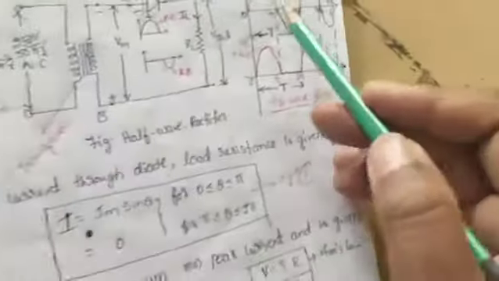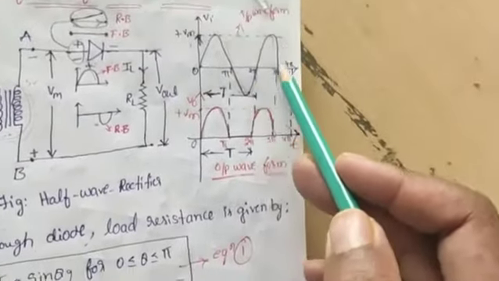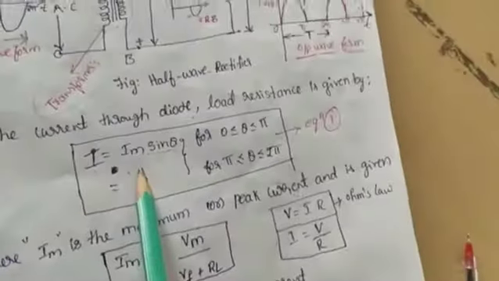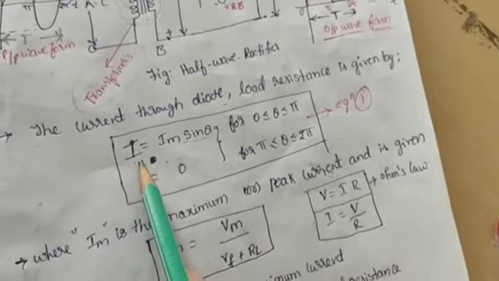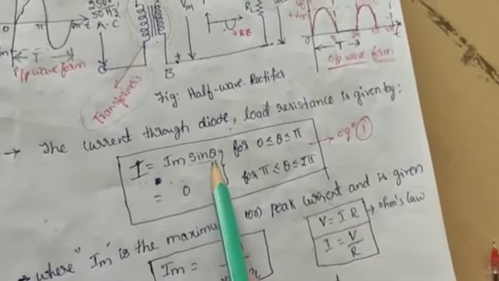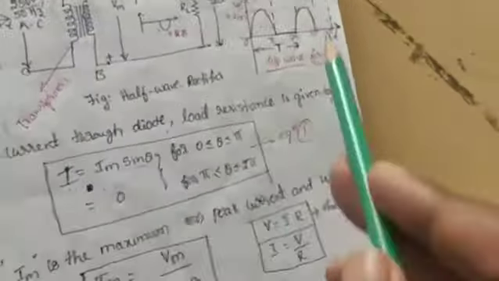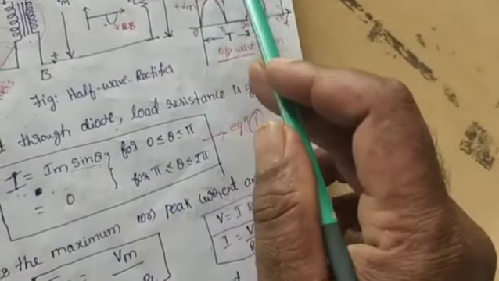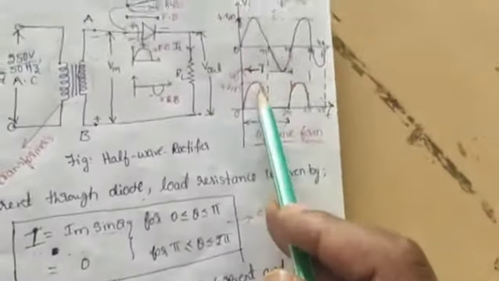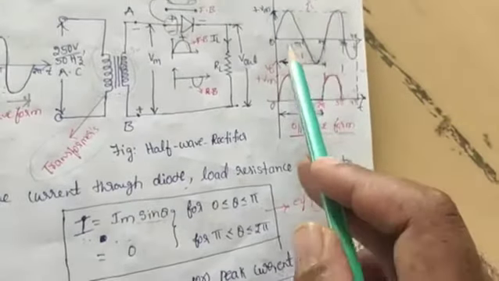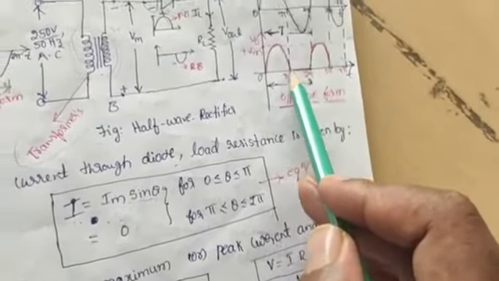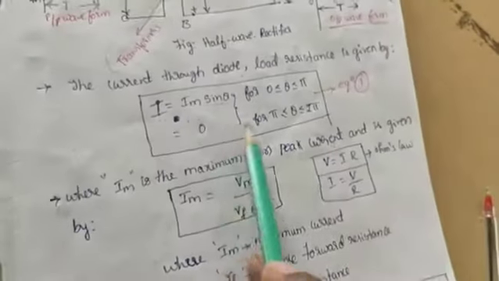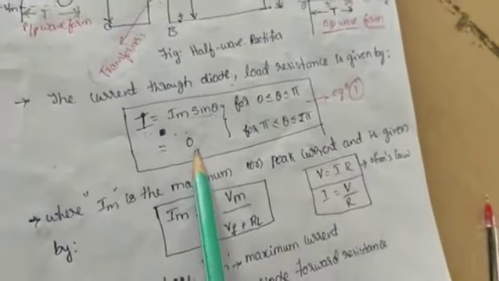Here sin means this is a wave equation. We can represent the wave in equation form like this: I is equal to Im sin theta for the interval 0 to pi. This is the general signal we get in the interval 0 to pi. And in the next interval, pi to 2 pi, we get the zero signal. That means in the pi to 2 pi interval it is zero.